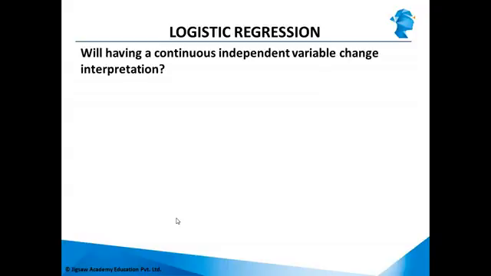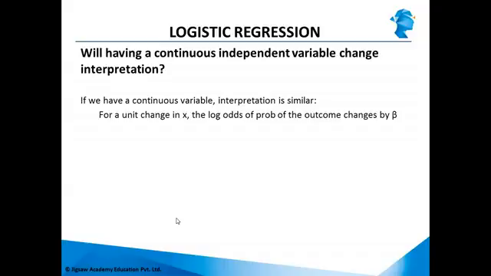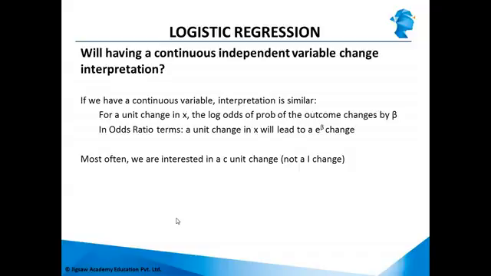Now we had categorical variables in our model and we didn't have a continuous independent variable. So one of the questions we need to address is, will it make any difference if I have a continuous independent variable, and how will I interpret the change in a continuous variable? The interpretation is very similar. For a unit change in x, the log odds of the probability of the outcome changes by beta, or if you want to express it in odds ratio and not log of odds ratio, then a unit change in x will lead to an e to the power beta change.